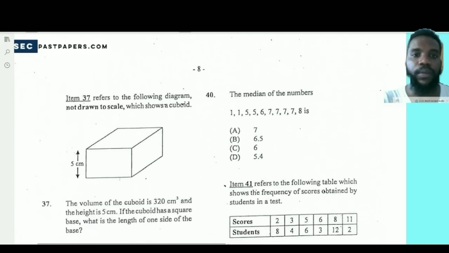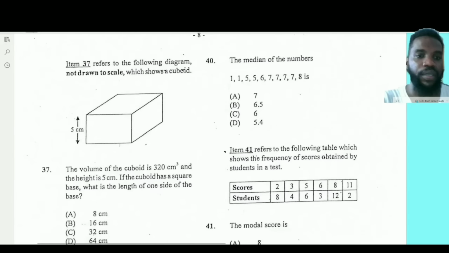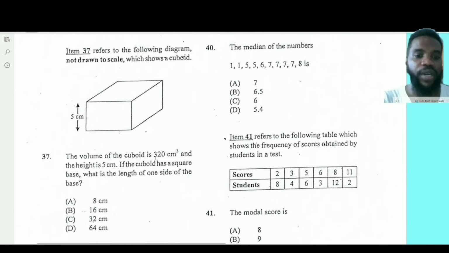Moving down to question 37. 37 refers to the following figure. It says the volume of the cuboid is 320 centimeter cube and the height is 5 centimeter. If the cuboid has a square base, what is the length of one side? So we are saying it has a square base, so we're going to assume that this is length and this is length. Now the volume of a cuboid is normally length times width times height. But because the length is the same as the width, since the base is a square, you're going to have L times L times 5.